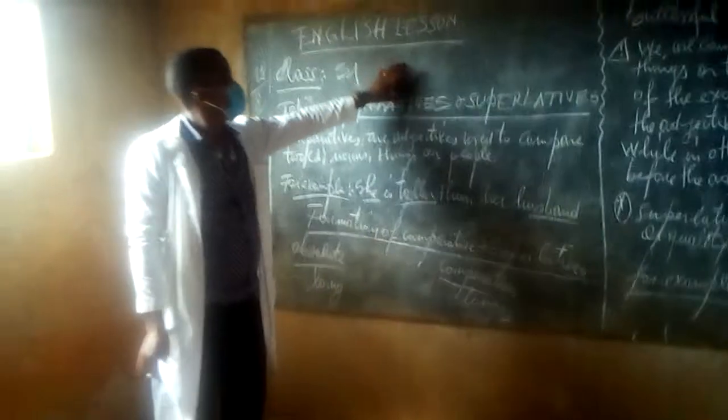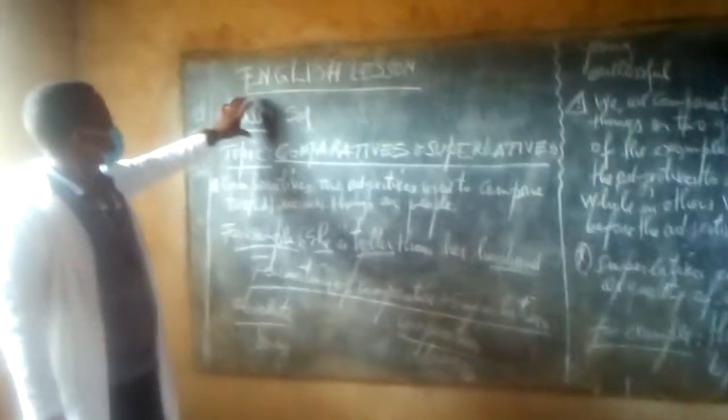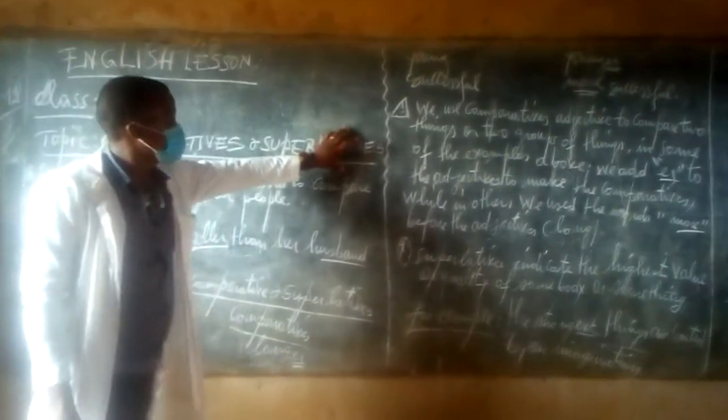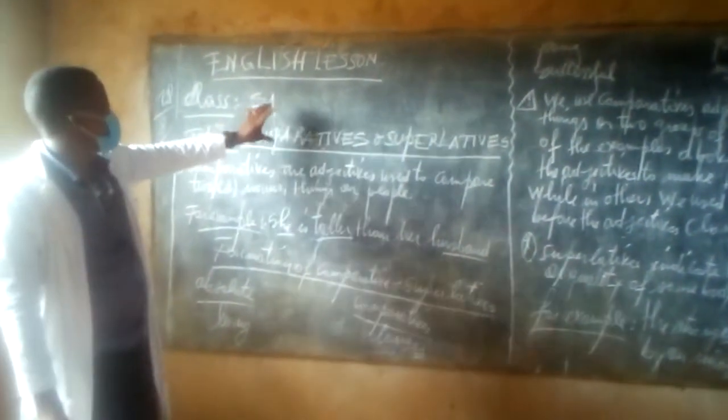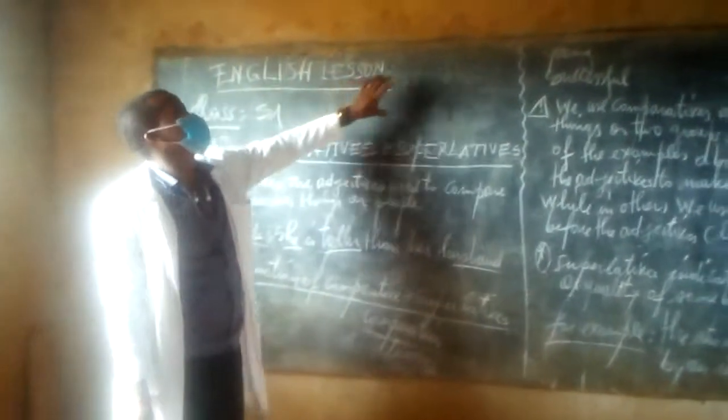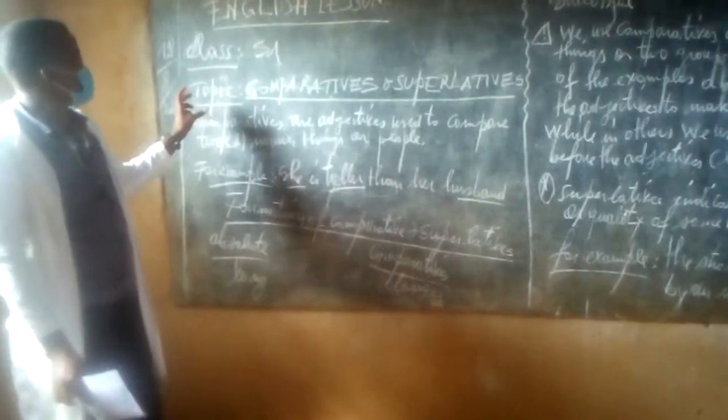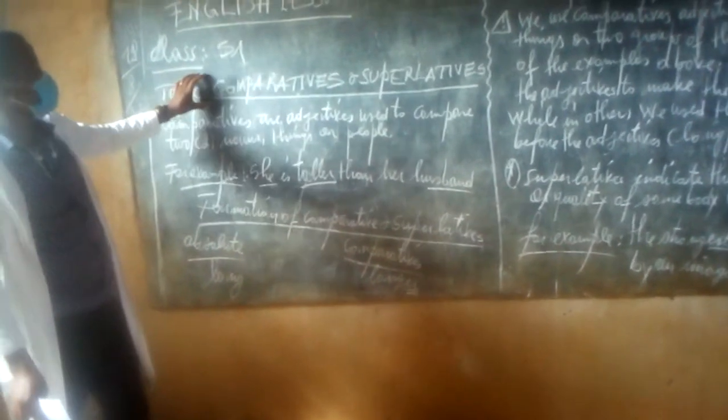English lesson today. We are going to talk about comparative and superlative forms. In English, these words go like twins. But remember, it is an English lesson for senior one, senior one students. As the day's topic says, comparative and superlative.